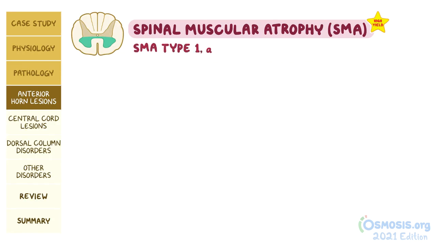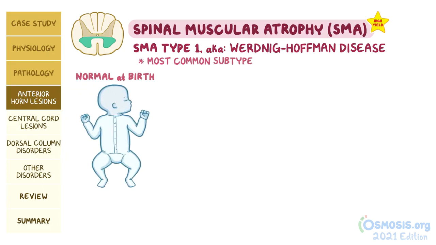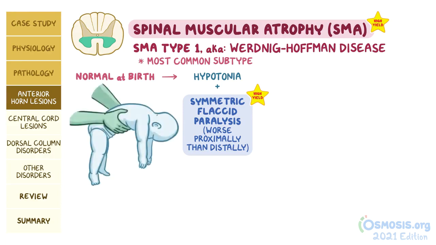SMA type 1, also called Werdnig-Hoffmann disease, is the most common subtype, where babies often appear normal at birth and in the first few weeks of life develop hypotonia or low muscle tone and symmetric flaccid paralysis, which is worse proximally than distally, and is initially more obvious in the legs, making it hard for them to do things like sit up. This is why they're sometimes described as floppy babies.